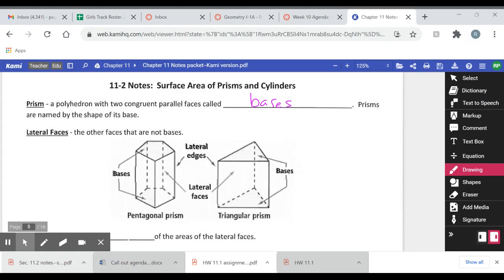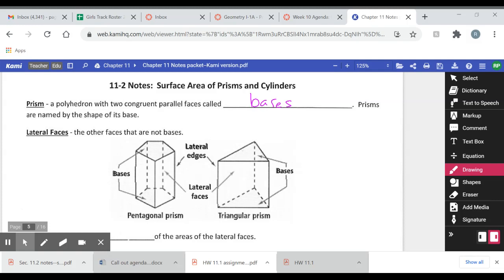But again, a prism is always going to have two congruent parallel bases. So two bases that don't touch each other, but they're the same shape and the same size. The lateral faces, like it says here, are the other faces that are not the bases. So you can see the different parts of these. The first one on the left is a pentagonal prism because the two bases are pentagons with 5 sides. And then the next one is a triangular prism because the two bases are triangles.